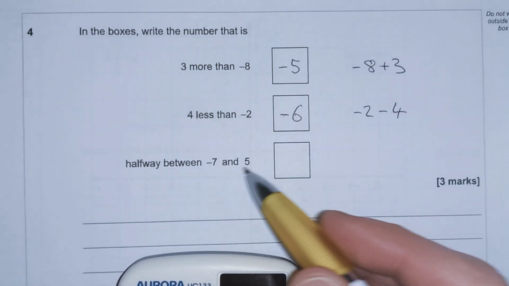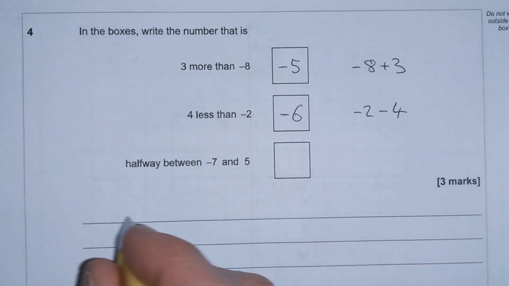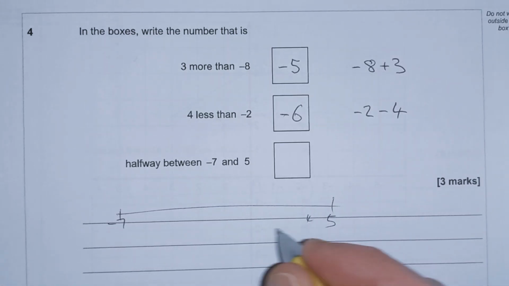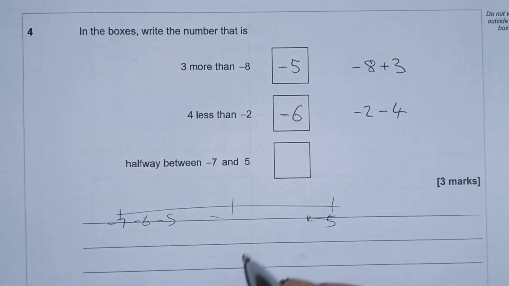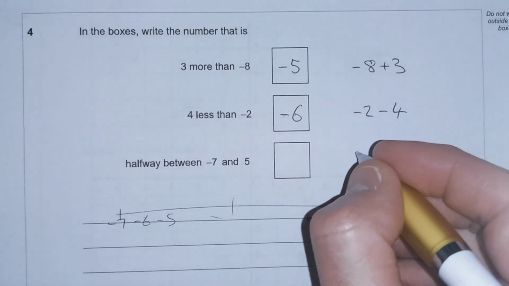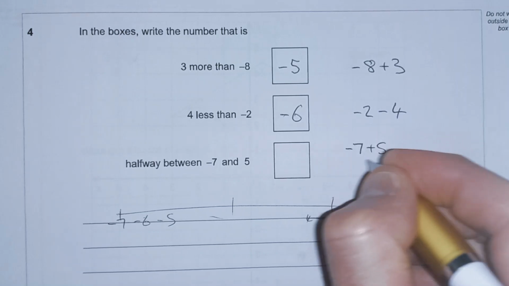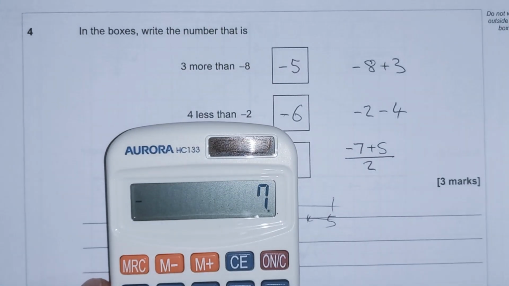Halfway between minus 7 and 5. This is where a number line could be helpful. You could draw it out. Minus 7, 5. Put in all your values. Minus 6, minus 5. And work out where halfway is. Or, if you want halfway, you can say, well, add them together. So minus 7 plus 5, and then divide it all by 2. So minus 7 plus 5 is minus 2, divided by 2, we get minus 1.